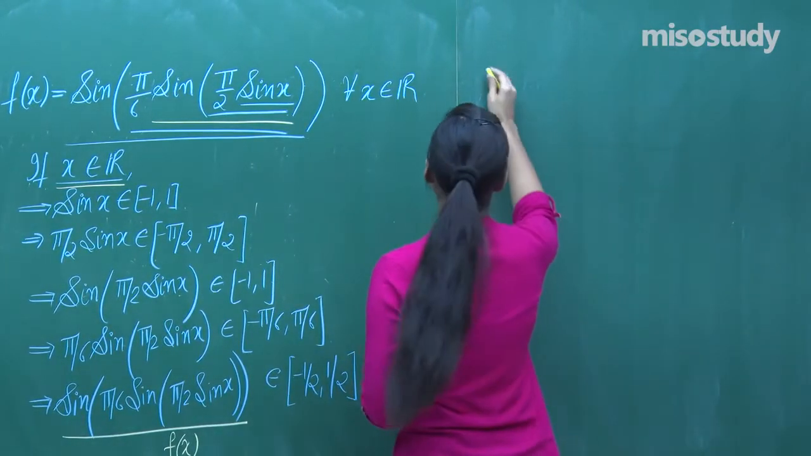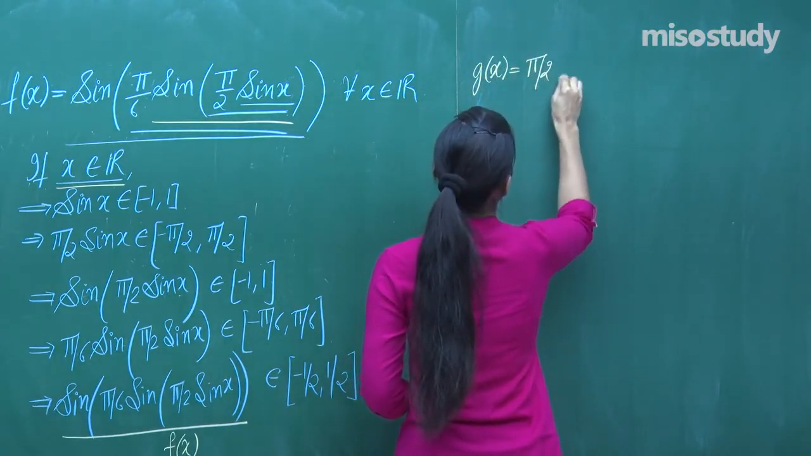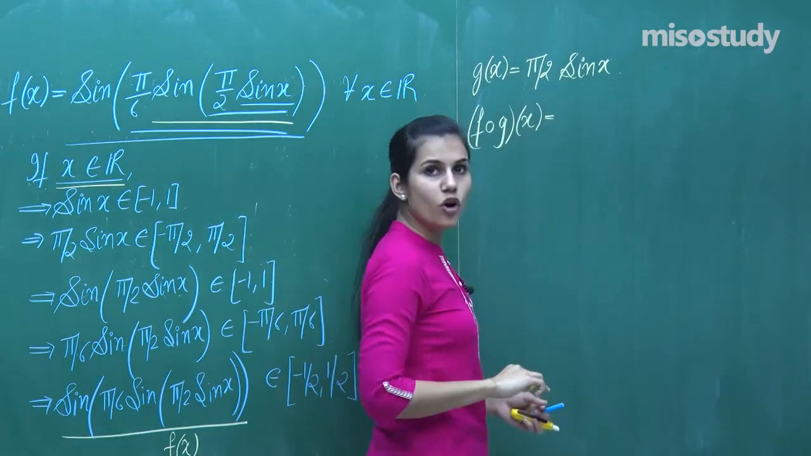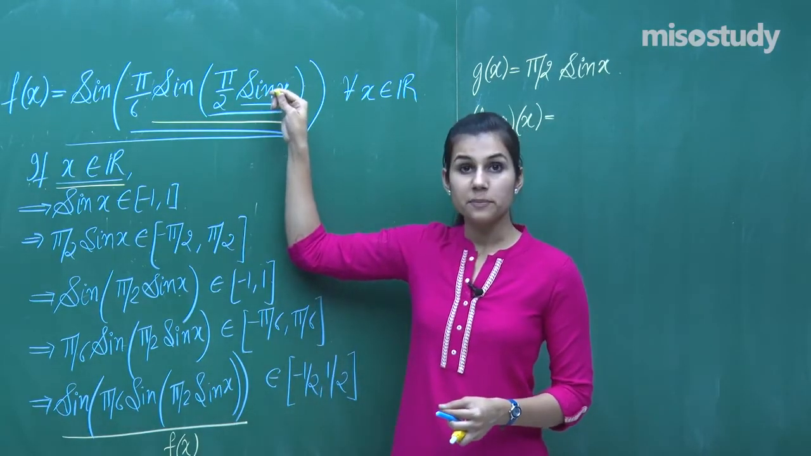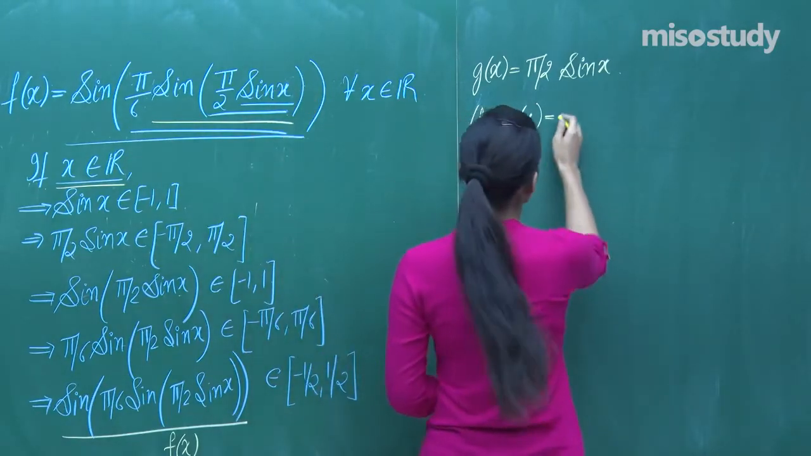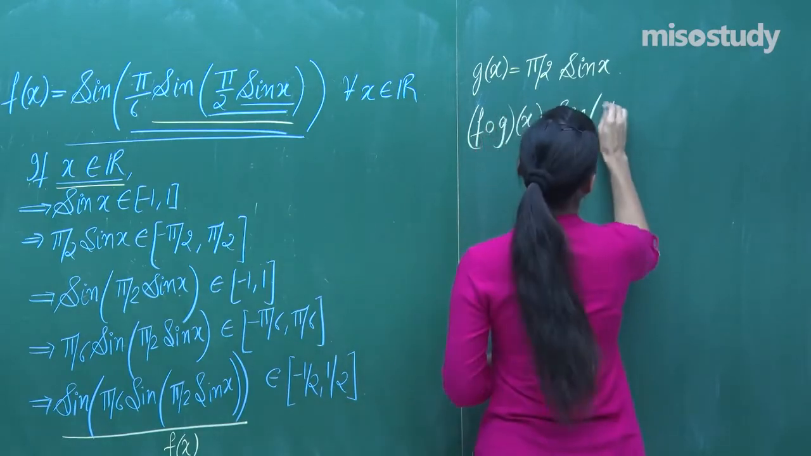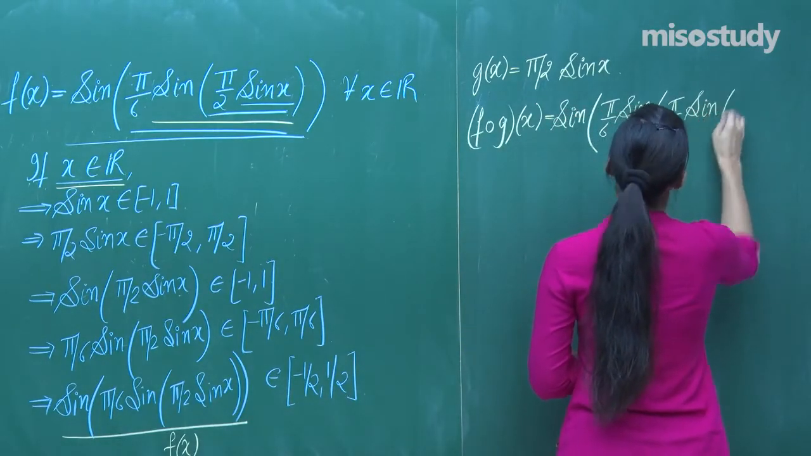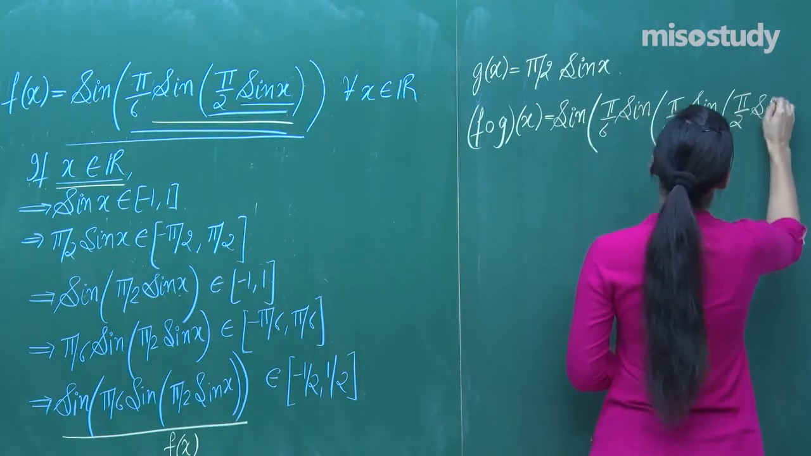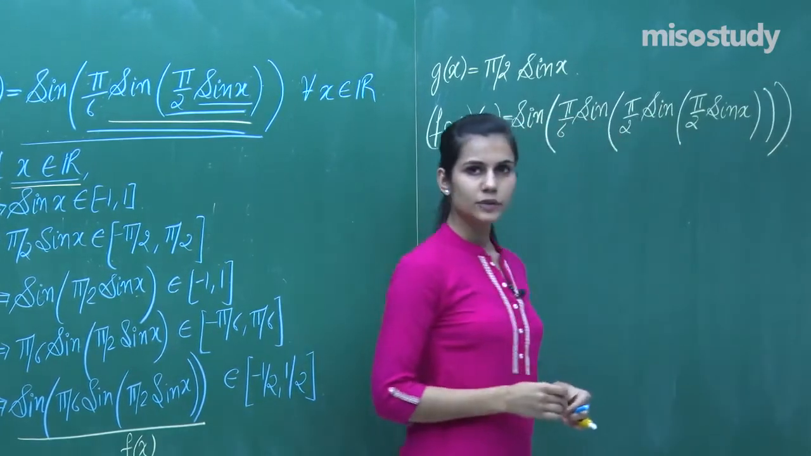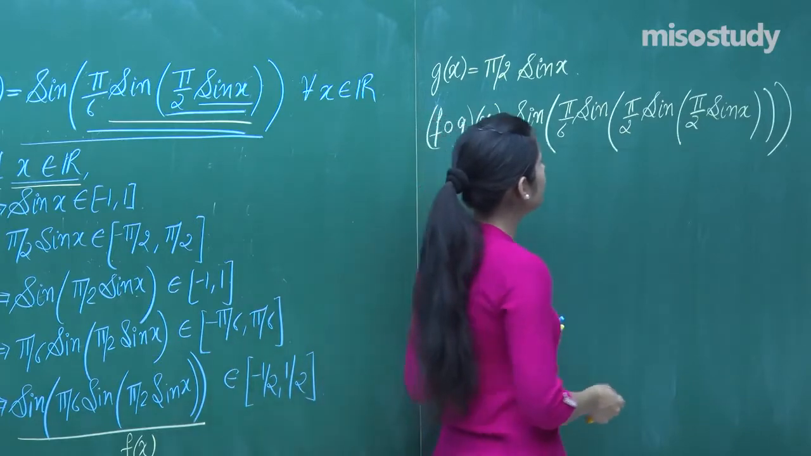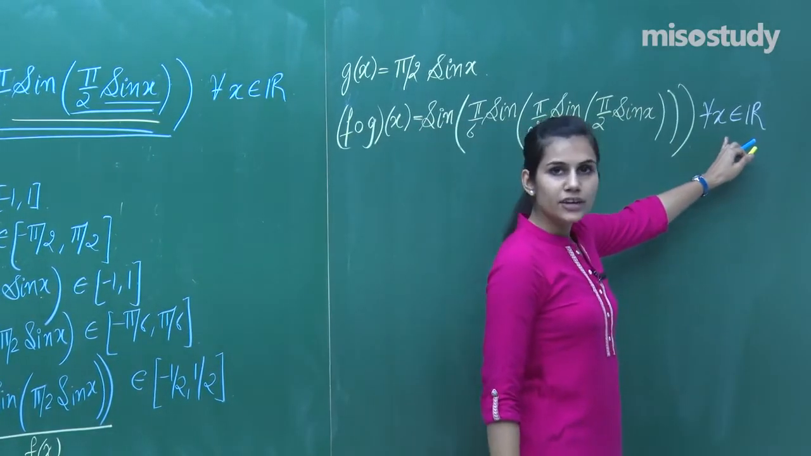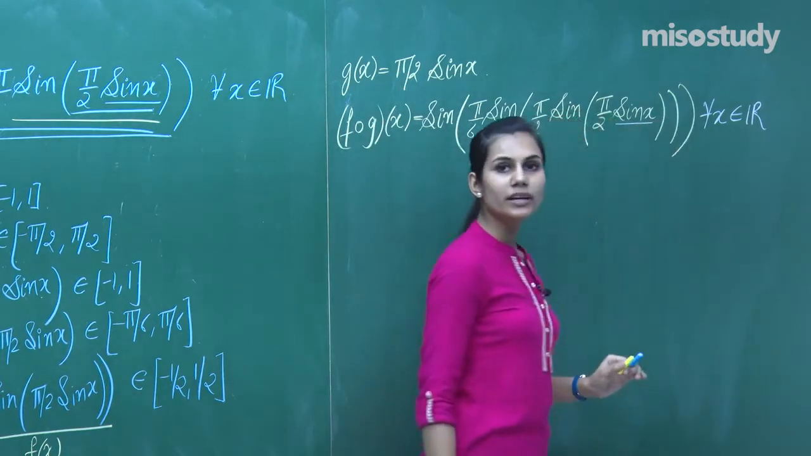So what is g? g is π/2 sin x. So what is f∘g(x)? It is f(g(x)). So in place of x, put g(x). In place of this x, put g(x). Before that, let's copy the entire thing. sin(π/6 sin(π/2 sin(g(x)))), which is π/2 sin x. Fine, so there's a chain going on. So now, what is the range over here? This is also for all x belonging to the reals. Now let's discuss. For all x belonging to the reals, sin x is belonging in [-1, 1], closed interval.